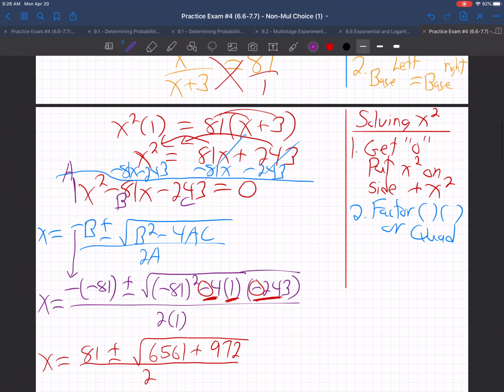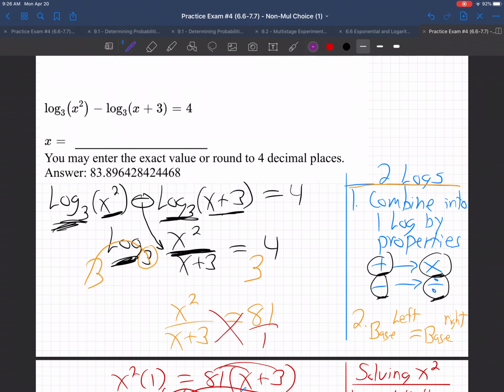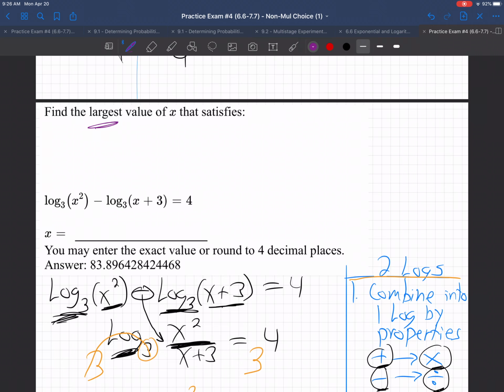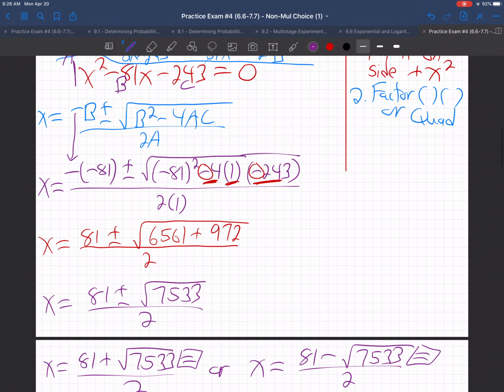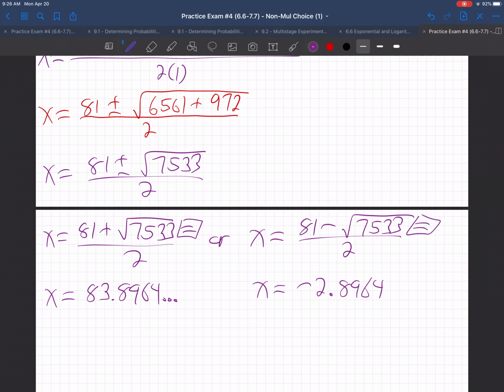If you go back to the beginning of the problem, they said find the largest value. They want the larger one. They don't want the other one on this one for whatever reason. They only want this answer. The other one's a good answer too, but they only want this one. So there we go. That's how we do it.